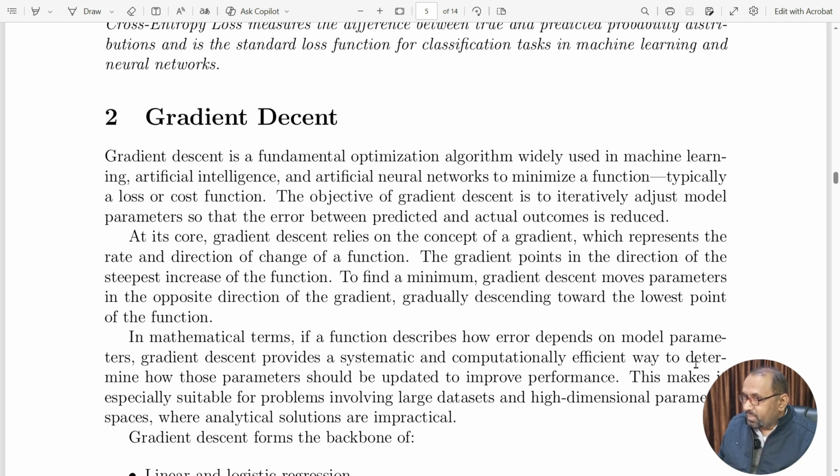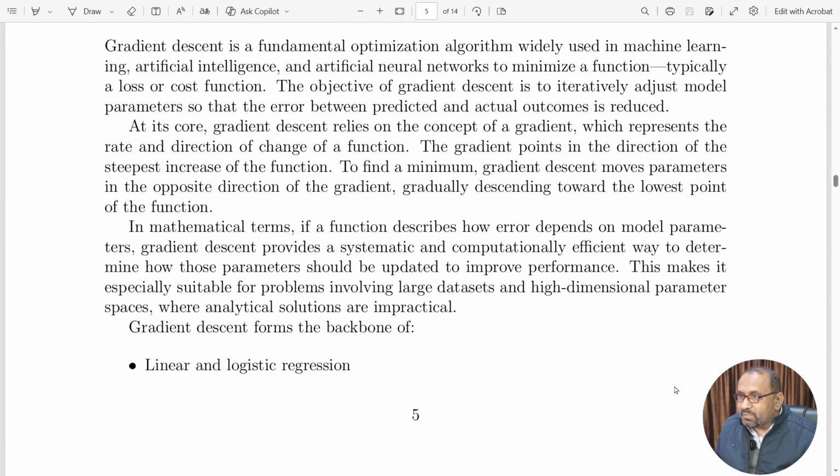of the function. In mathematical terms, if a function describes how error depends on the model parameters, gradient descent provides a systematic and computationally efficient way to determine how those parameters should be updated to improve the performance. This makes it especially suitable for problems involving large data sets and high dimensional parameter spaces where analytical solutions are impractical. Gradient descent forms the backbone of linear and logistic regression.